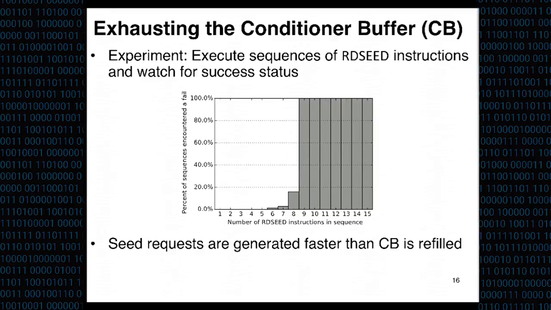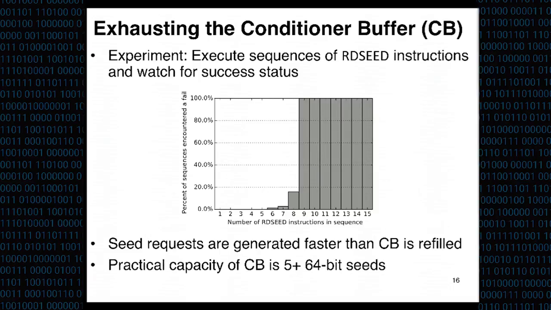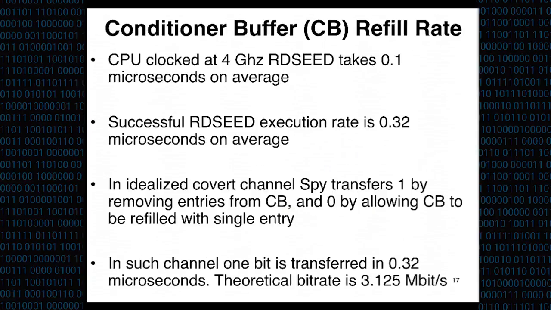So basically, what this shows is that requests to the RDC unit can be sent much faster than the conditional buffer can be refilled, okay? Because if that wasn't the case, there would be no opportunity for this secret communication. So the practical capacity is actually 5 plus seeds here, okay? So some results here.